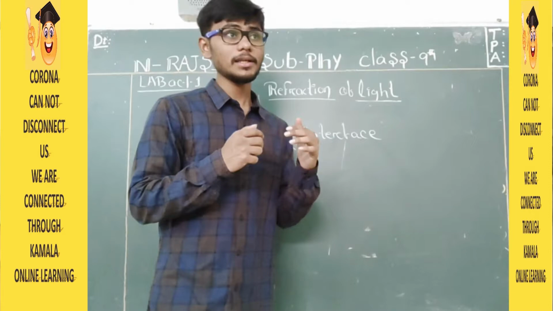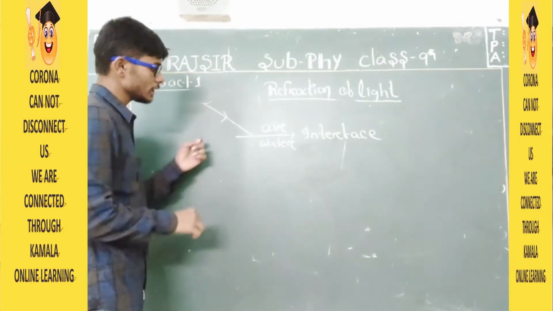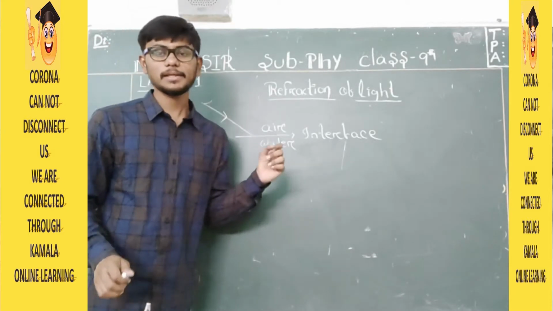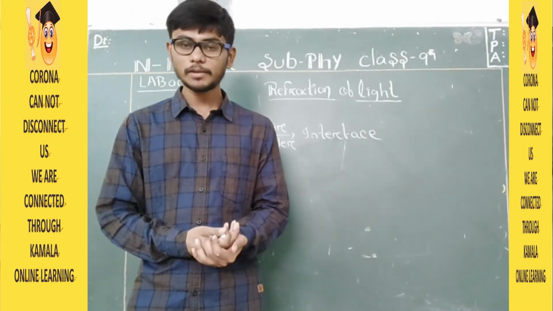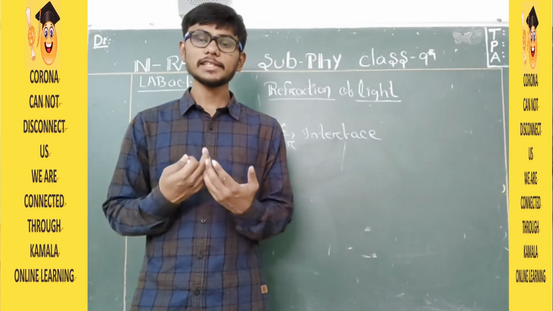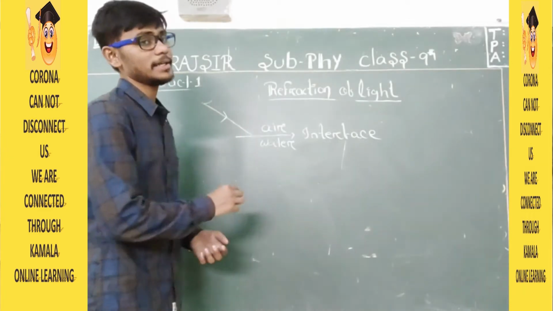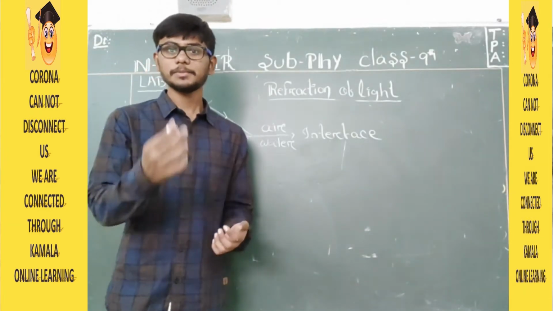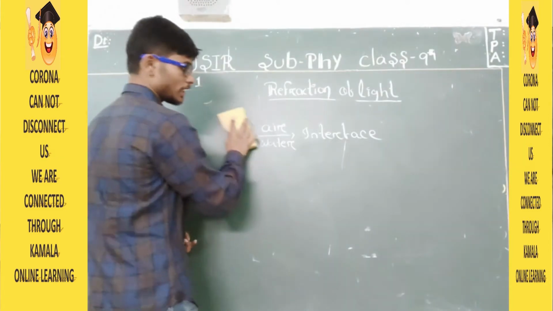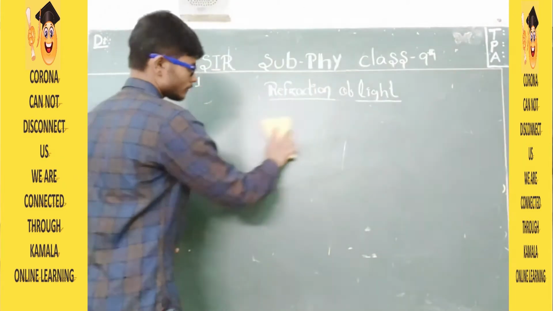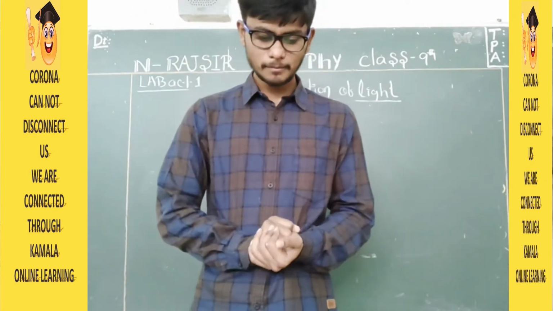So when a light ray travels through different media, what will happen? The first thing that will happen is that it will change its path. Why will it change its path? It's very obvious: the speed of the light will decrease. Until this we have discussed in our last class.